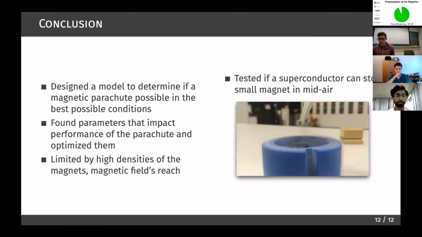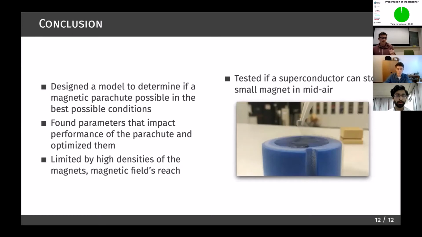So using a plate with a very high conductivity, dropping just the magnets without any extra load, we found the parameters that impact the performance of the parachute. So that would be tau and the ratio magnetization squared over height of the magnet. We optimized when possible, so per tau, and magnetization squared per unit length was also found to be as big as possible.